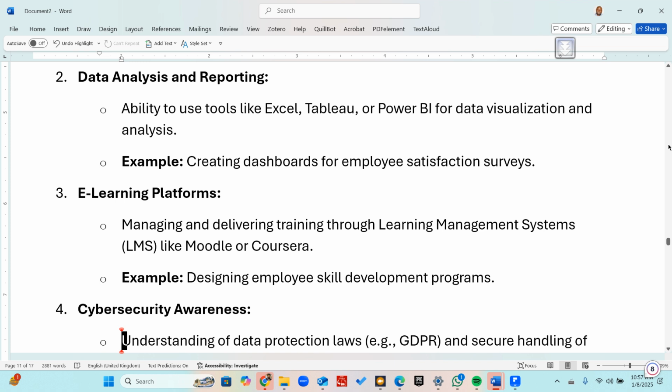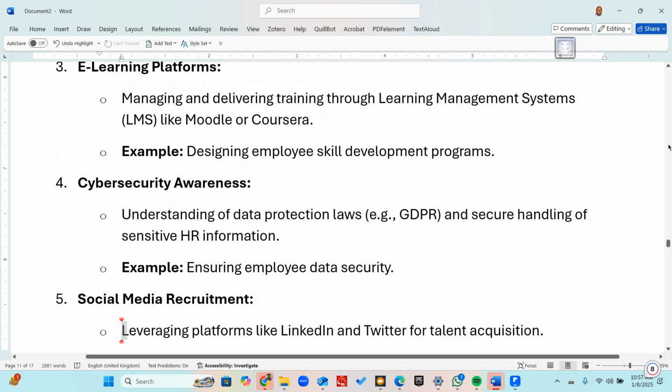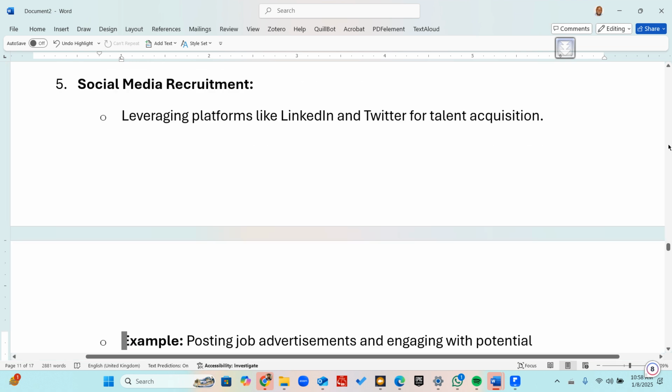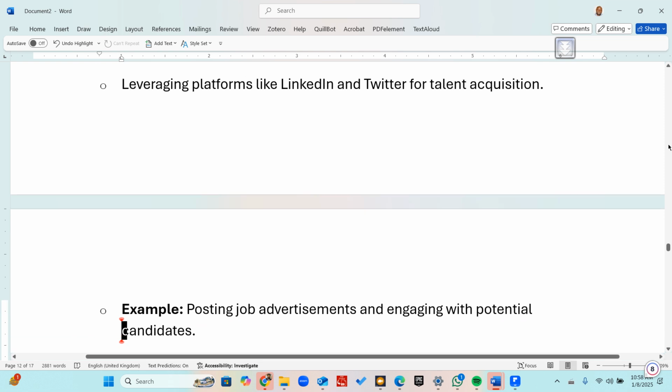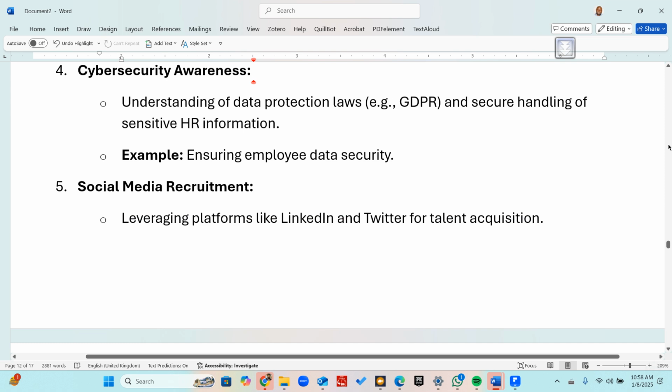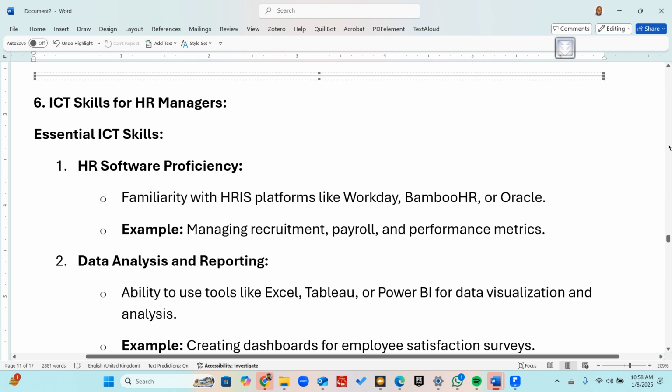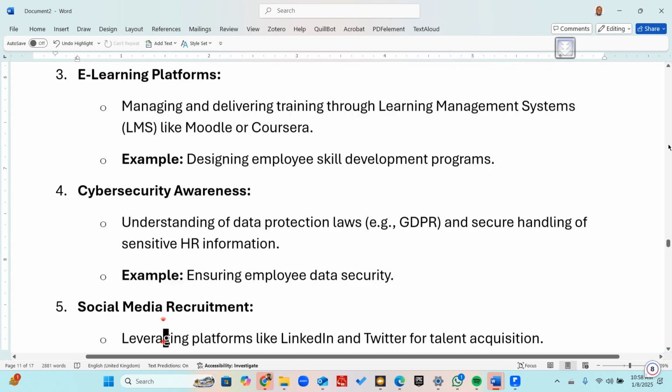E-learning platforms: managing and delivering training through learning management systems like Moodle and Coursera, designing employee skill development programs. Cybersecurity awareness: understanding data protection laws, e.g., GDPR, and ensuring handling of sensitive HR information. Example, ensuring employee data security. Social media recruitment: leveraging platforms like LinkedIn and Twitter for talent acquisition, posting job advertisements and engaging with potential candidates. So here we have five ICT skills essential for HR managers: HR software proficiency, data analysis and reporting, e-learning platforms, cybersecurity awareness, social media recruitment.